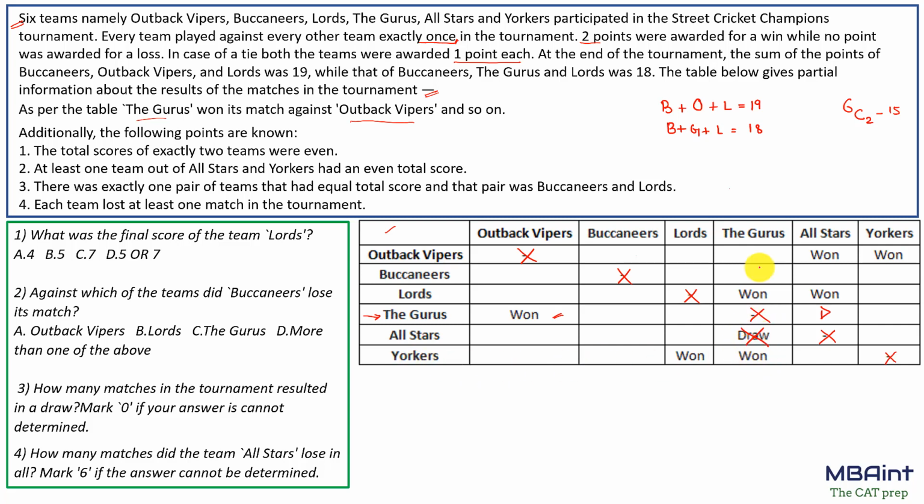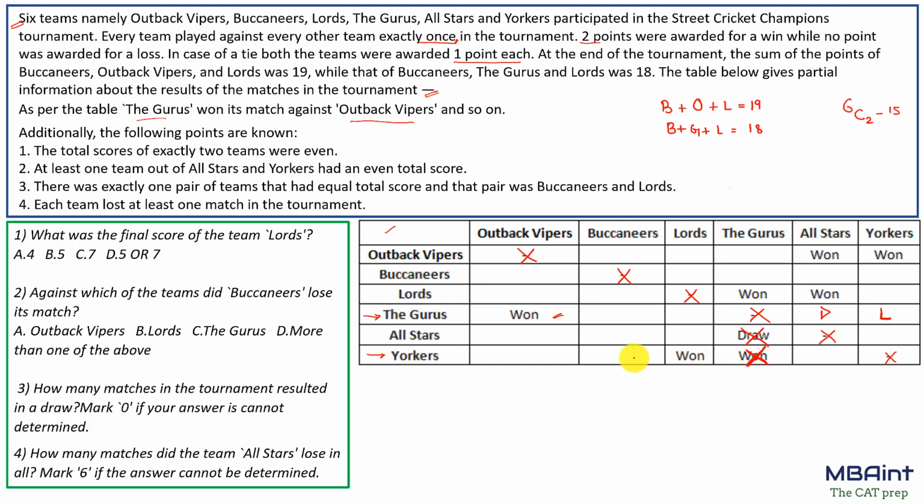Now Yorkers and Gurus, who wins the match? Yorkers win the match, right? So can you put it like this? Gurus and Yorkers, and who is winning the match? Yorkers is winning the match. Now as everything is traced according to the row, I'll have to put a loss over here. Hope you are getting this point. So this one would be eliminated or deleted.